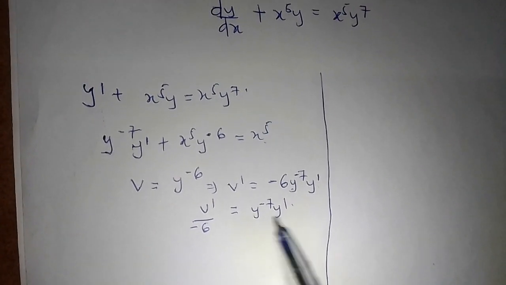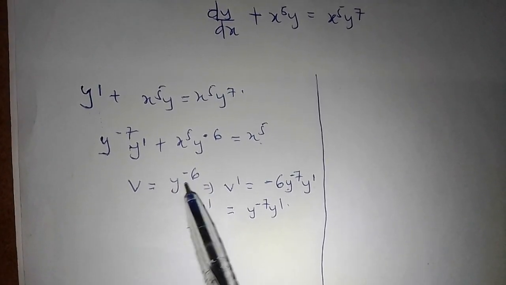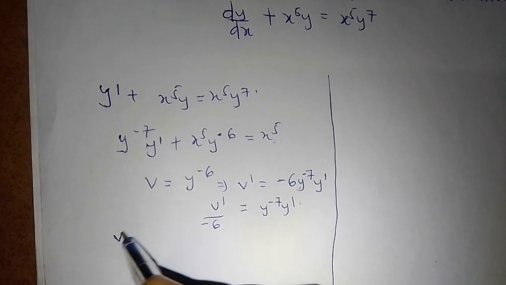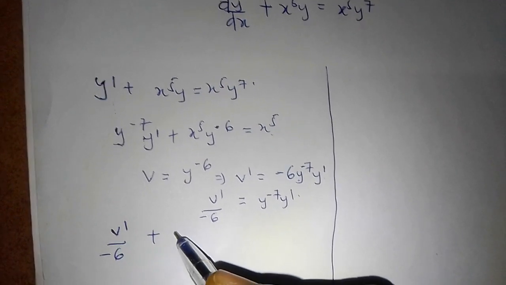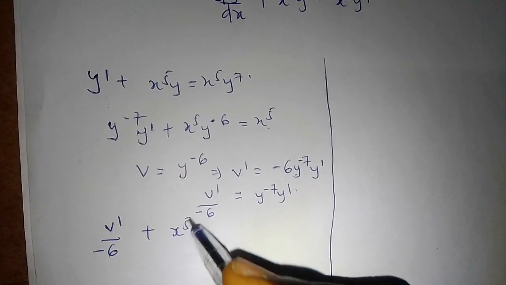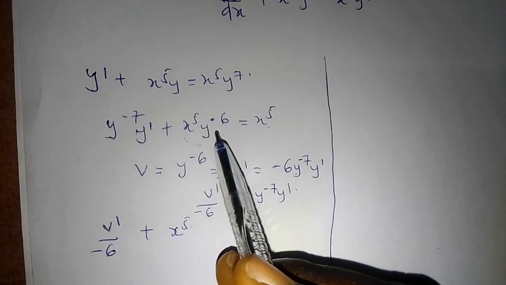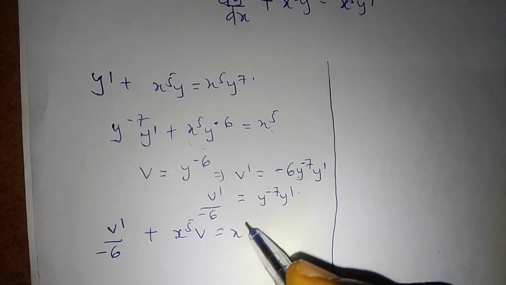Now wherever we see this, we put this one there, and wherever we see y to the power negative 6, we put v there. So making our substitution, we're going to get v prime over negative 6 plus x to the power 5 multiplying v is equal to x to the power 5.